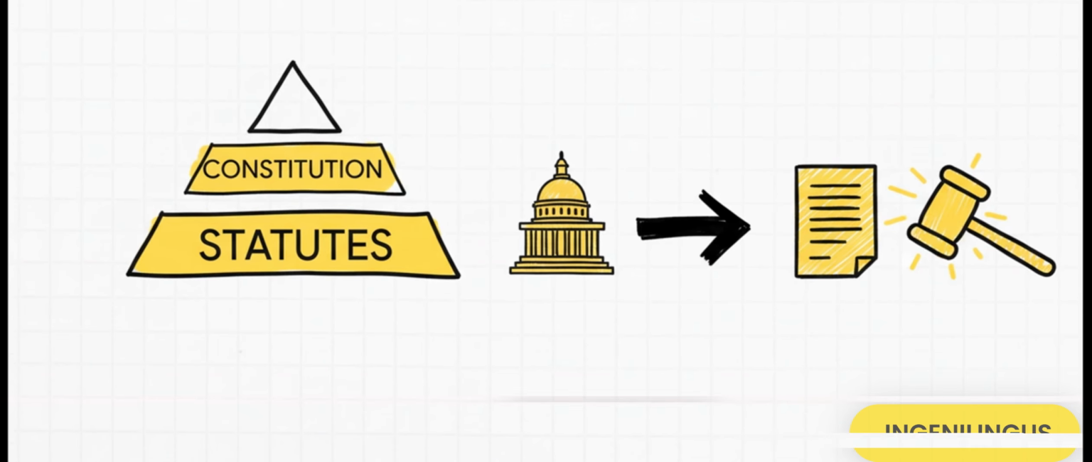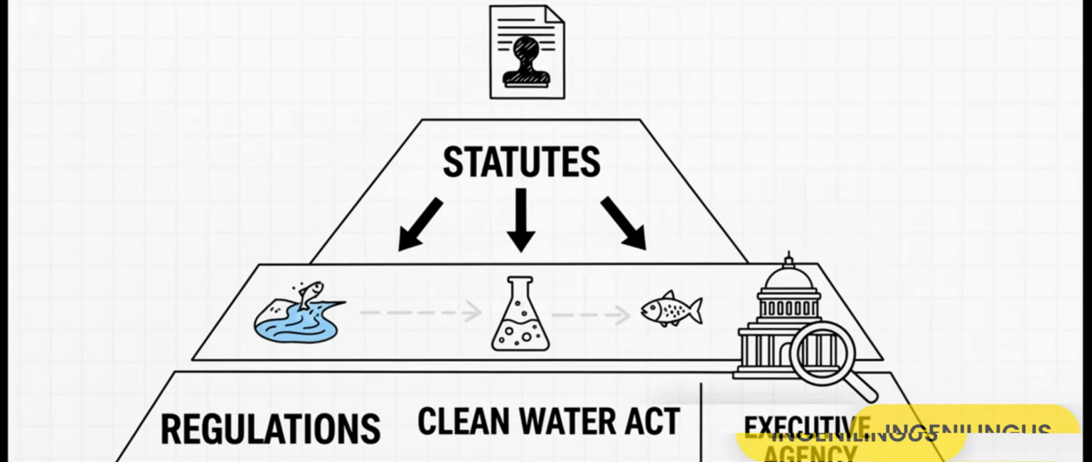All right, one level down from constitutions, we have statutes. These are the laws you probably think of when you hear the word law. They're written down and passed by a legislature, like the U.S. Congress or your state's own legislature. Now, below statutes, things get more detailed. We have regulations. So Congress might pass a really broad law, something like the Clean Air Act. But then they give power to an agency, like the EPA, to write all the nitty-gritty rules, the regulations that actually put that law into action.